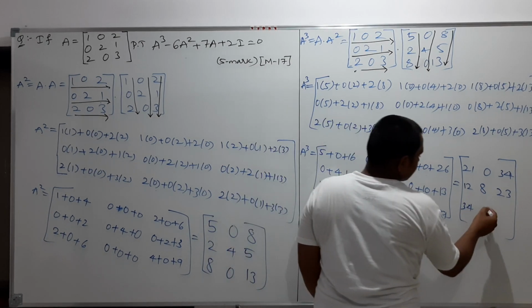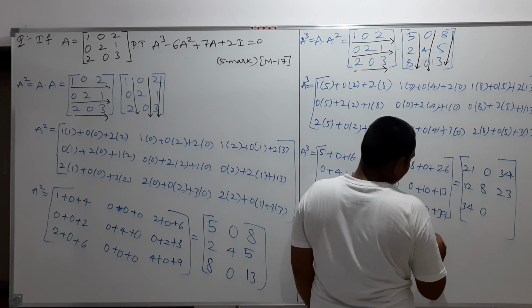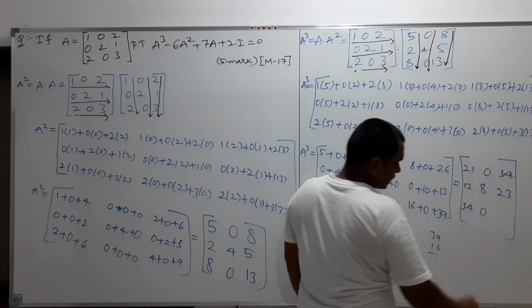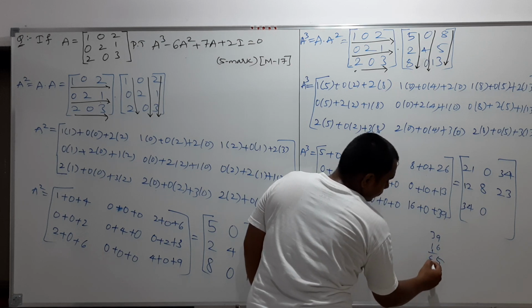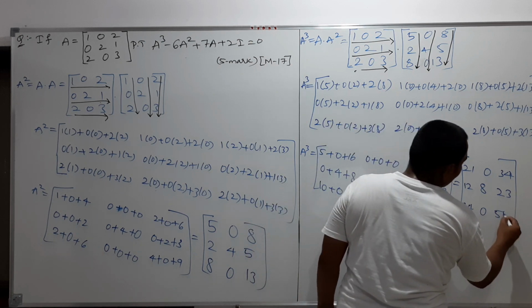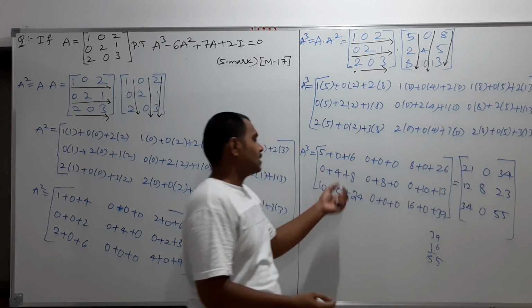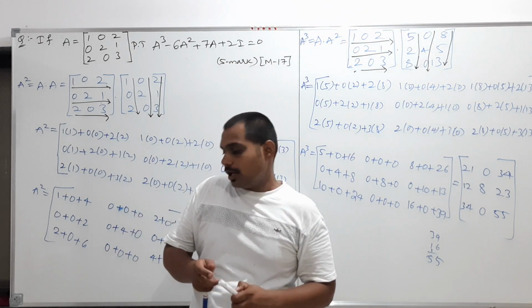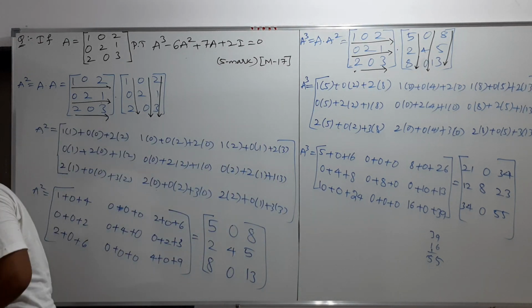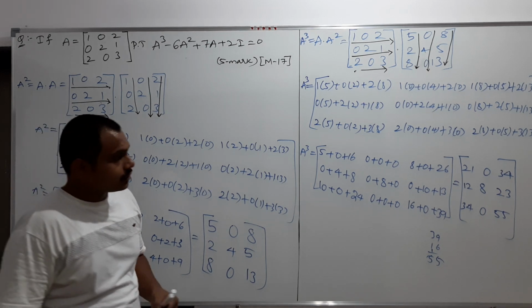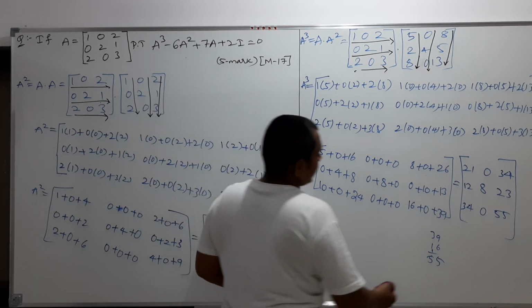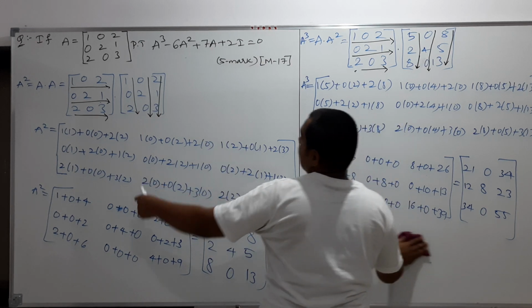Next, my dear friends, 24 plus 10, that is 34. Next here is 0. Next 39 plus 16. How much is it? Here it is 55. So my dear friends, this is your A cube value. Now we know the A cube value and also we know the A square value.